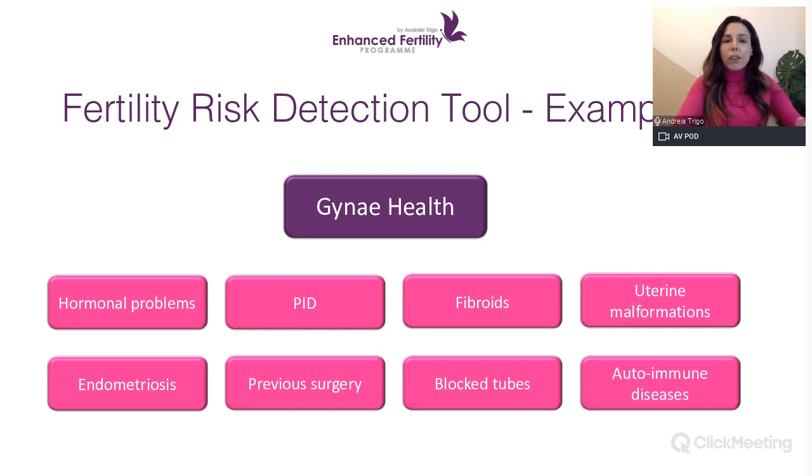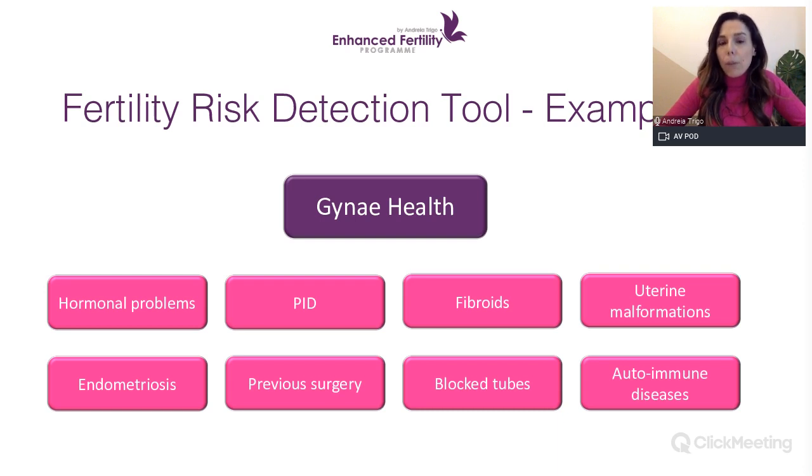And then we are going to look at several aspects of your gynecological health. And here I have some of them. We're going to look at hormonal problems. So we're going to look at all those hormones that have an impact on the HPG axis. We're going to look at pelvic inflammatory disease, whether you have it or not. We're going to look at the presence of fibroids. And we're going to look at where these fibroids are located. So this would usually be diagnosed with a scan or with an exam that would look inside your uterus.